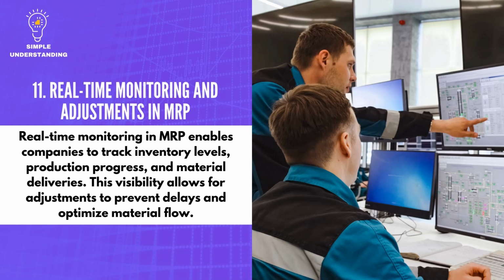11. Real-time monitoring and adjustments in MRP. Explanation. Real-time monitoring in MRP enables companies to track inventory levels, production progress, and material deliveries. This visibility allows for adjustments to prevent delays and optimize material flow.